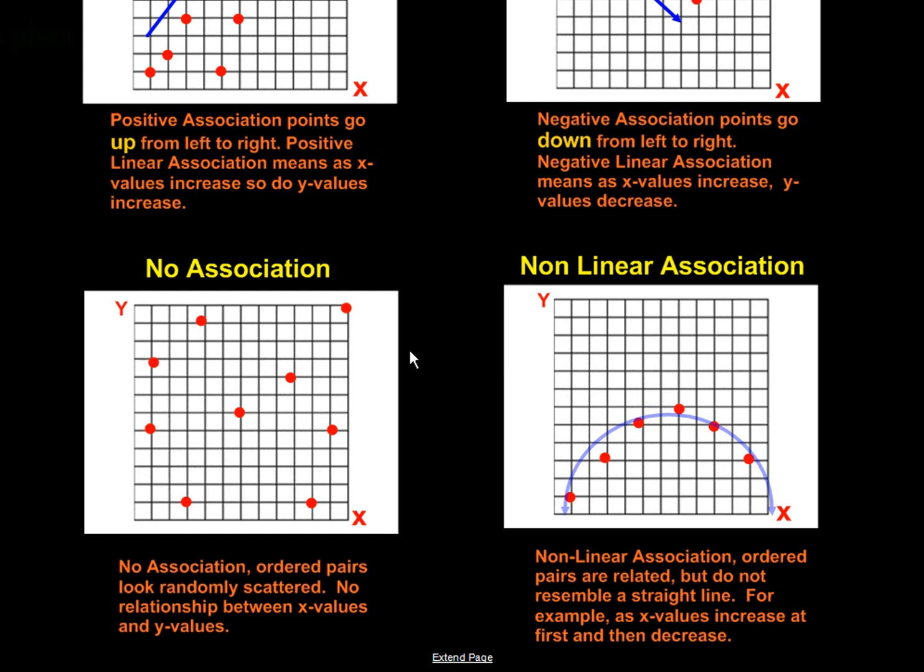And the last type of association or correlation that you can have is a nonlinear one. For that, you're going to have the points form maybe an arc, or they have some pattern to them, but it's not a straight line. This is nonlinear association. Ordered pairs are related but do not resemble a straight line. For example, as x values increase at first and then decrease.